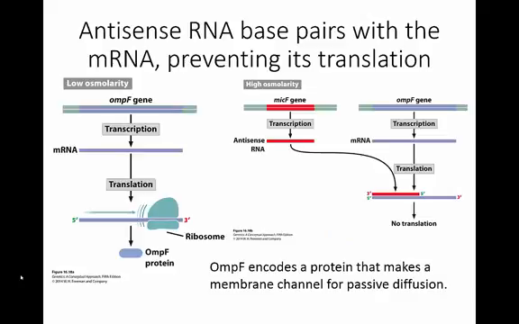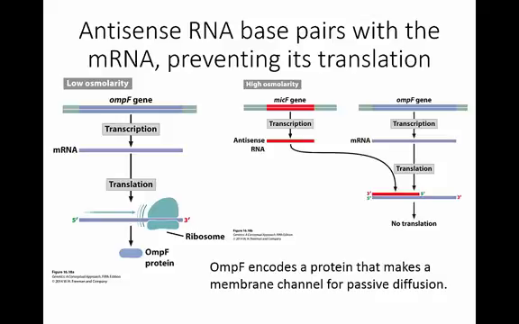So this first example, antisense RNA, I'm going to tell you about this gene called the OmpF gene. This encodes a protein that makes a channel for passive diffusion across the membrane. If the bacterium gets into an environment with very high osmolarity, it's going to actually suck all the water out of that bacterium, and you've really got to close off those passive diffusion channels very rapidly.